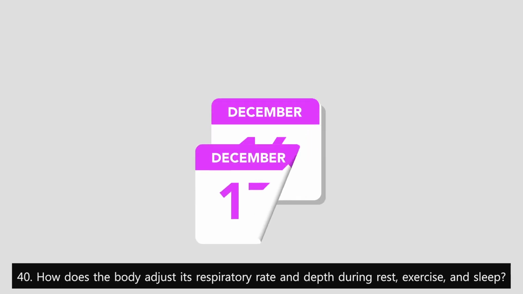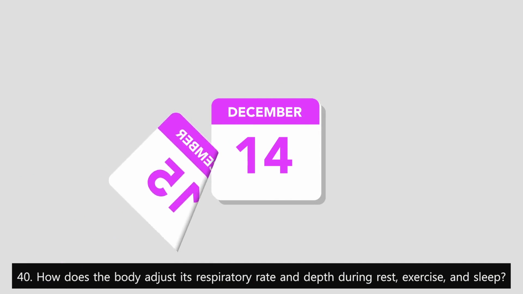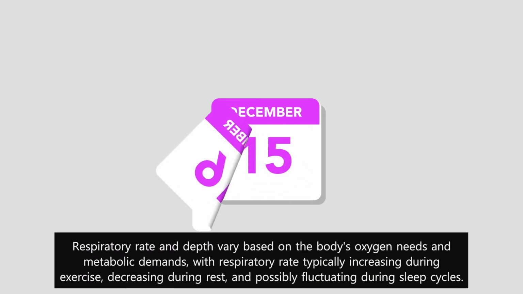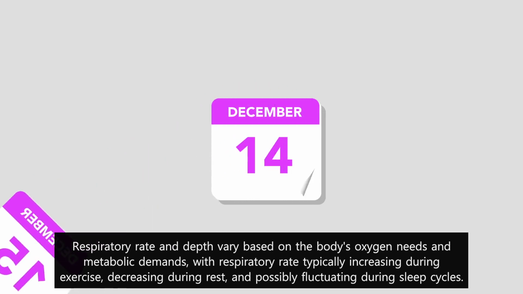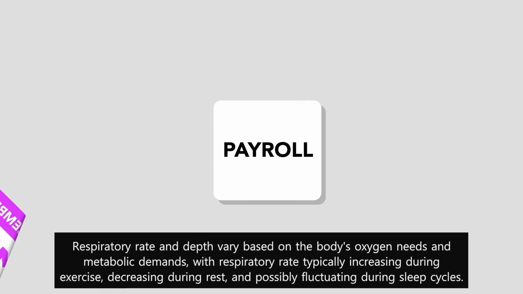40. How does the body adjust its respiratory rate and depth during rest, exercise, and sleep? Respiratory rate and depth vary based on the body's oxygen needs and metabolic demands, with respiratory rate typically increasing during exercise, decreasing during rest, and possibly fluctuating during sleep cycles.